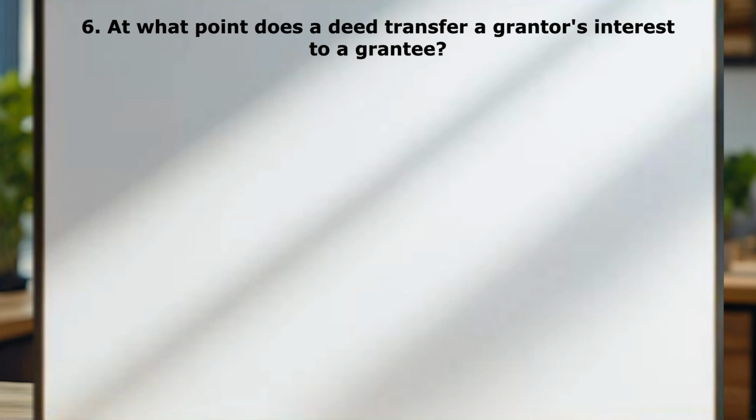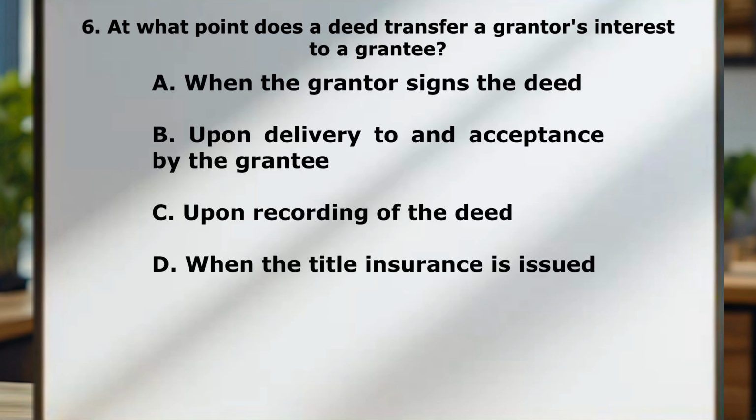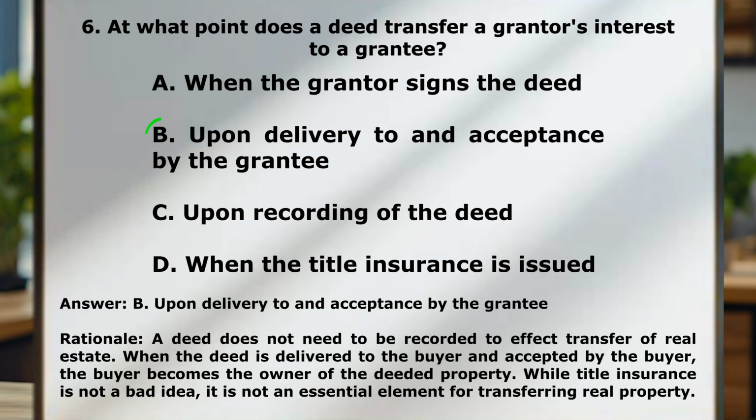Question number 6. At what point does a deed transfer a grantor's interest to a grantee? A. When the grantor signs the deed. B. Upon delivery to and acceptance by the grantee. C. Upon recording of the deed. D. When the title insurance is issued. The answer here is B. Upon delivery to and acceptance by the grantee.